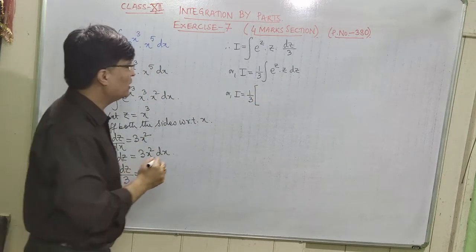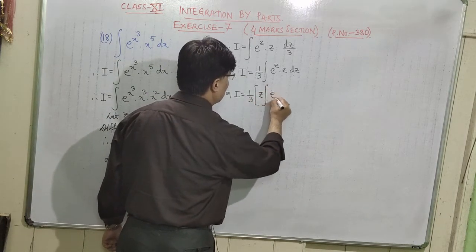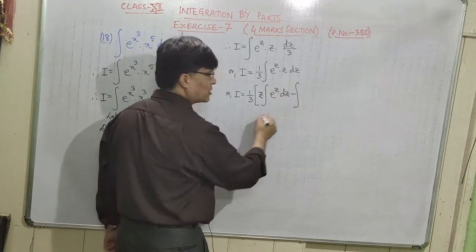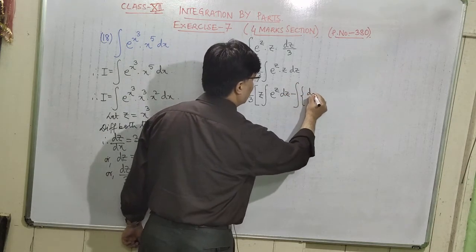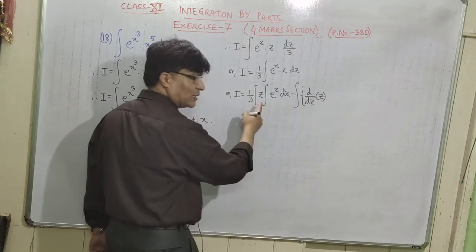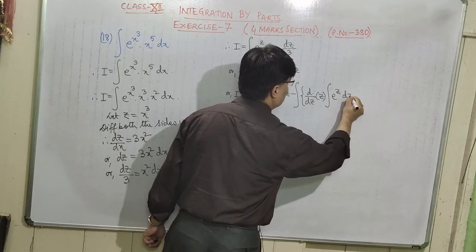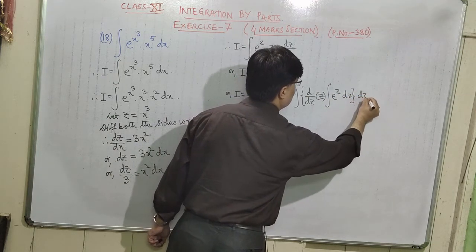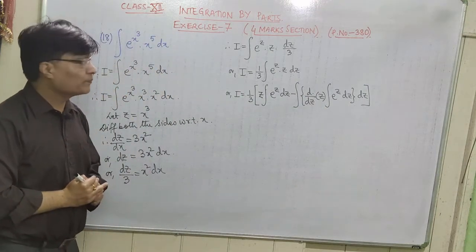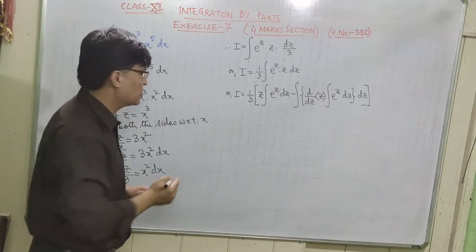1 upon 3 within the bracket: z, the first function, times the integral of e to the power z dz, minus the integration of the derivative of z, the integral of e to the power z dz, dz, and then the bracket is closed. Is that understood? So this is your integration by parts.